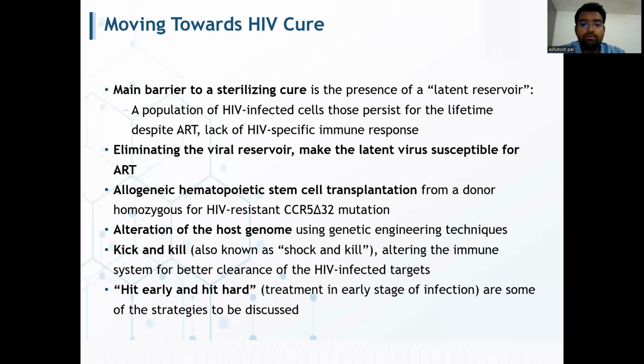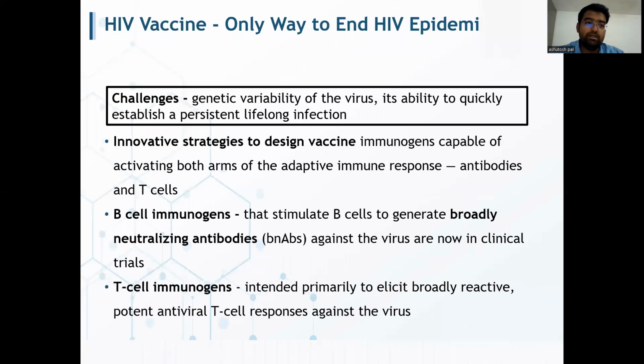Alteration in the host genome using genetic engineering techniques, kick and kill, also known as shock and kill, and altering the immune system for better clearance of HIV infected targets. Hit early and hit hard, treatment in early stages of infection, are some of the strategies to be discussed.